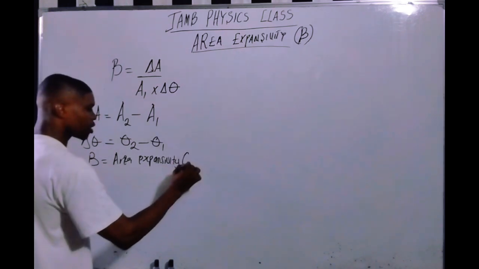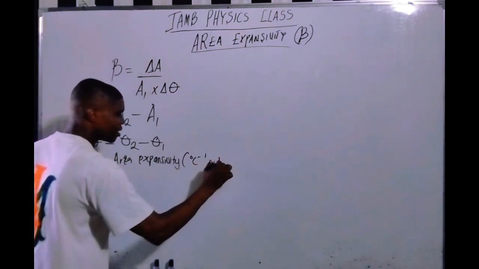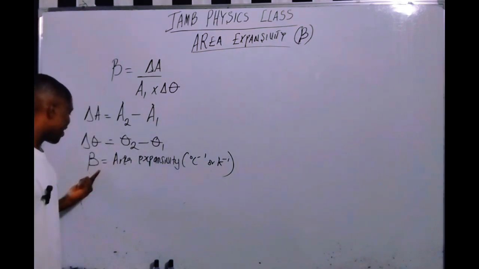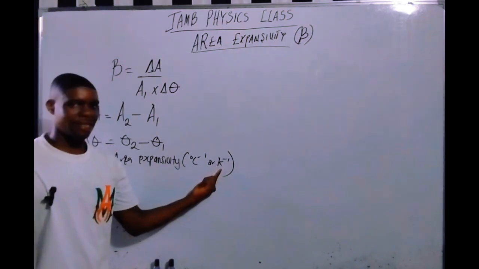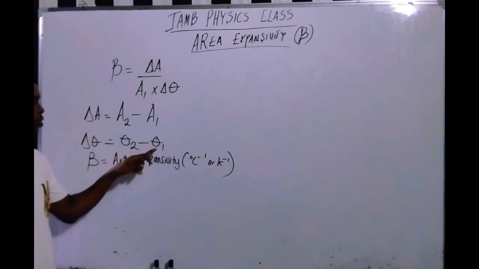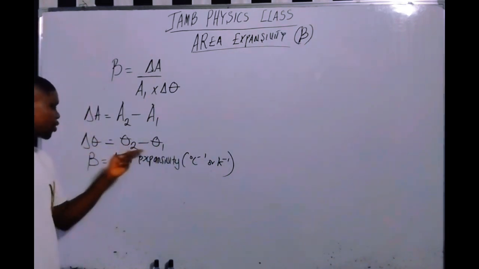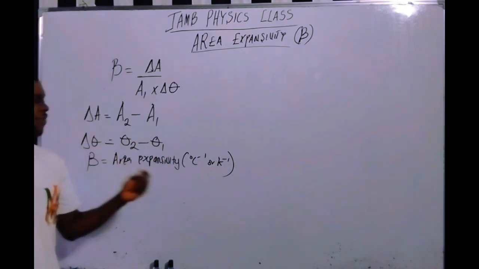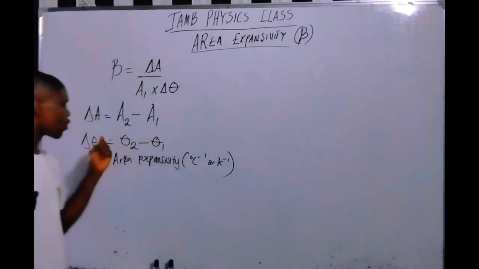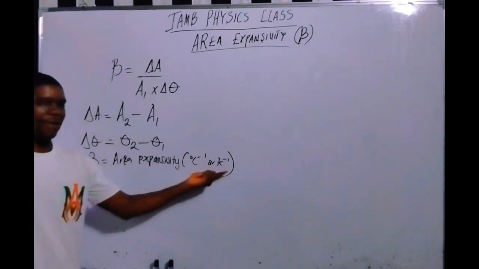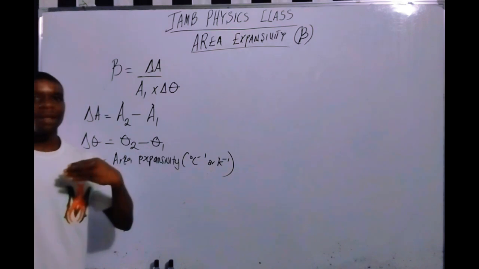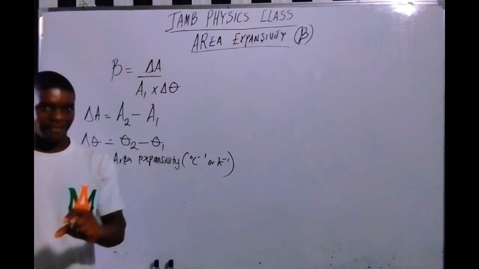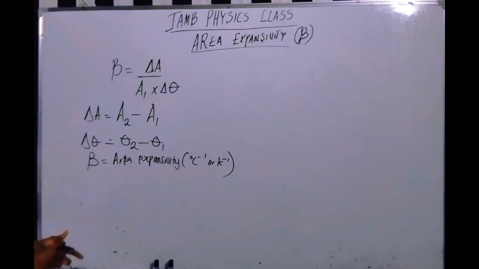Now it can be per degree or per Kelvin. Do you understand? If the area expansivity is given in per degree, the temperature should be in degrees Celsius. But if it's given per Kelvin, you have to convert it to Kelvin. Now this area can be in square millimeters, square centimeters, or square meters, depending on the one you are given. You understand?